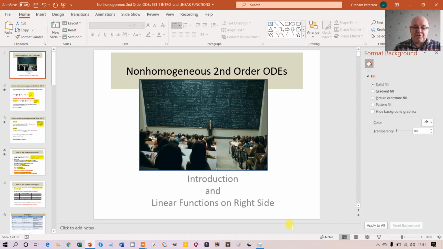I'm going to walk you through slides here for Maths 5, the first of the Maths 5 ones that we've been doing, and this is for non-homogeneous second order ODEs. Now, up till now you've done homogeneous second order ODEs, which means that the right hand side is 0, and I expect you to have done all of the work on this before you even attempt this bit here.